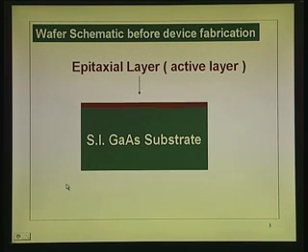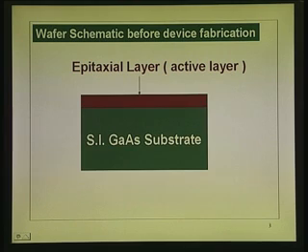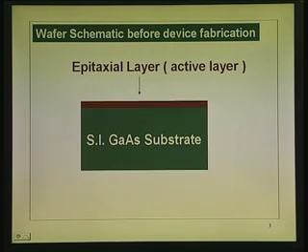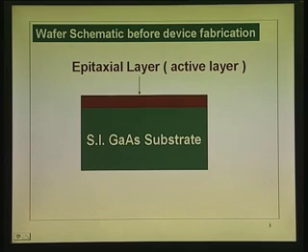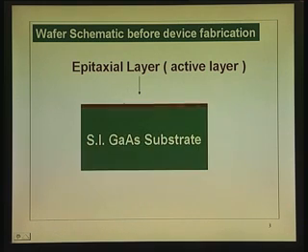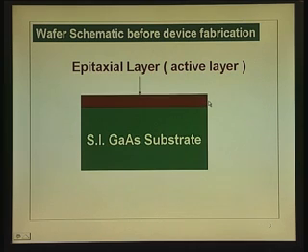Just watch the slide. So, what happens? I will go back if you have missed it. Semi insulating substrate starting, on the top of that you see the layer grows, that layer is the epitaxial layer. So, once more, the starting substrate is the semi insulating gallium arsenide substrate, and on the top of that you will have the epitaxial layer which will be the active layer.